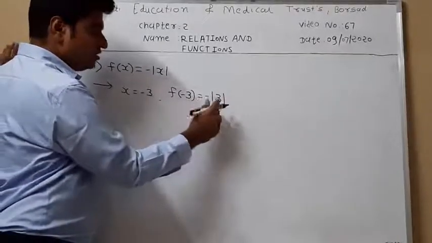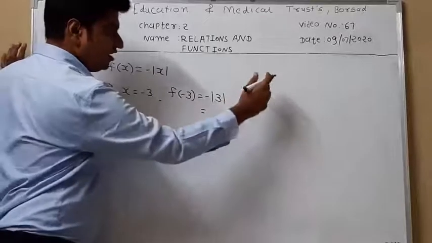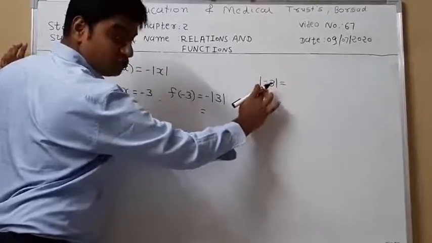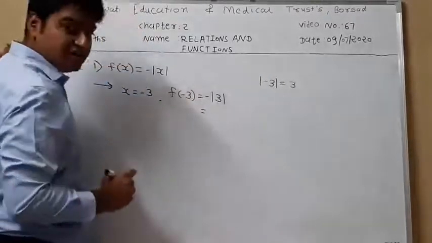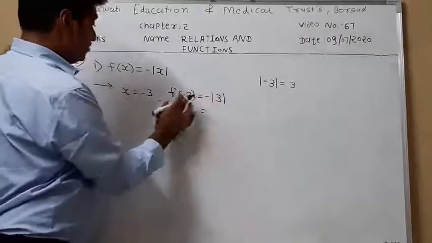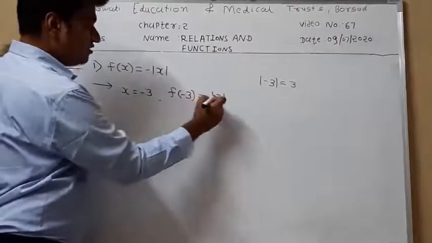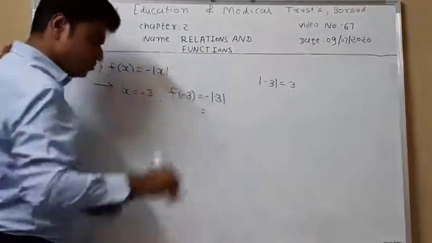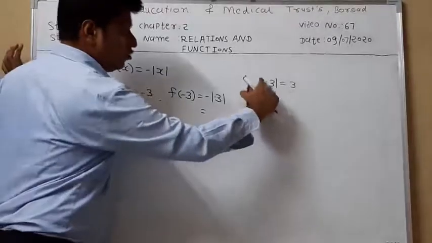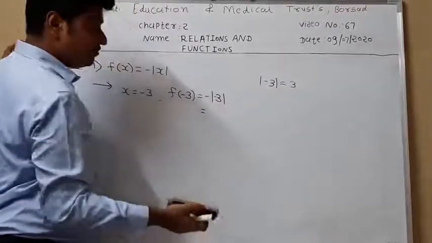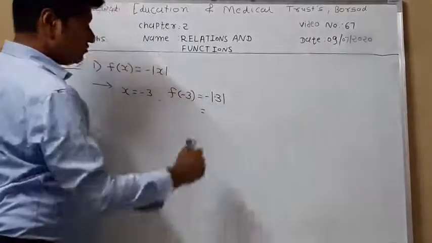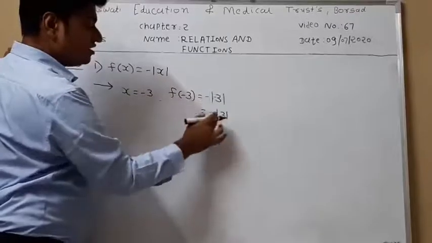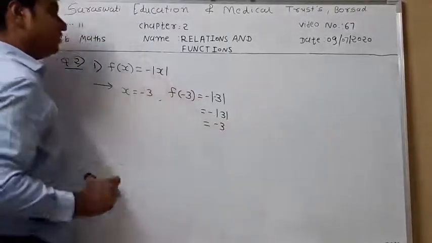But here the minus sign is outside the mod form. So we open this mod form. We know that minus 3 is present inside the modulus form, so we can write 3. But the minus sign outside is present. Now mod of minus 3 is equal to 3. So already the minus sign is outside, and mod of minus 3 means 3. So here we get minus 3.